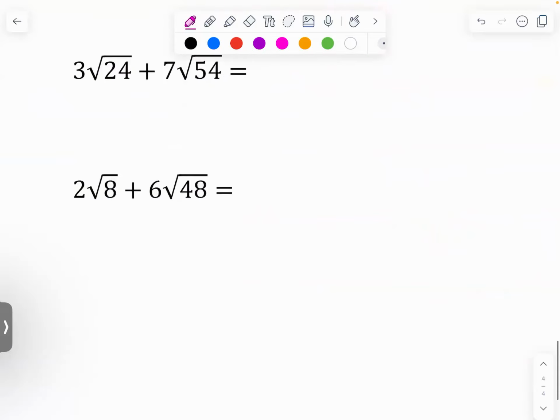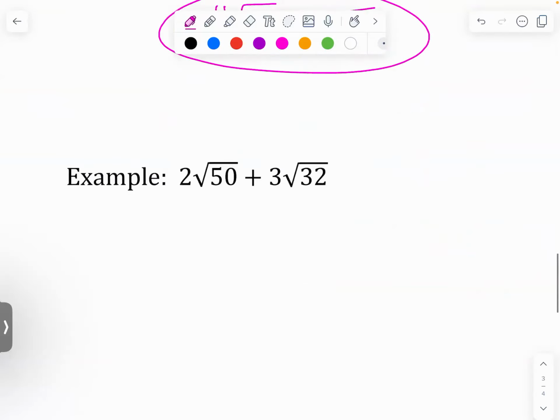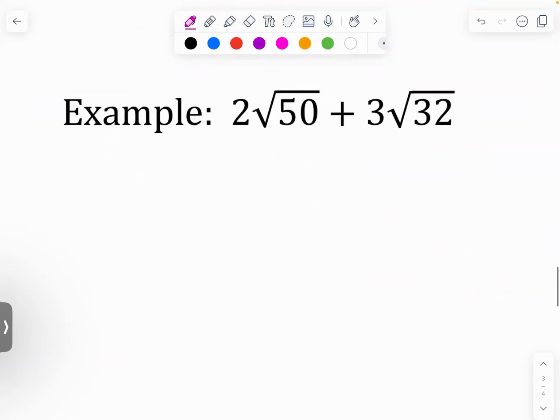Okay, now, when we add these two right here, what do we have to do first? Okay, so we know that 50, what perfect square divides into 50? Okay, so 10 divides into 50, but it's not a perfect square. I want you to think of our perfect squares like 4, 9, 16, 25. 25 times what?